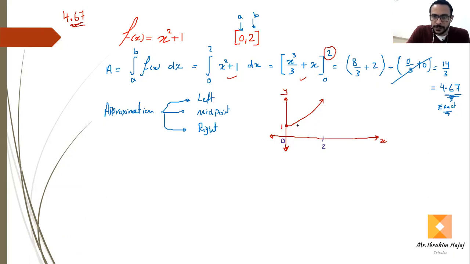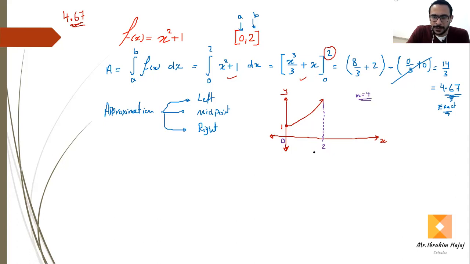So the idea here is to divide your distance from 0 to 2, or the area under this curve, into small rectangles. So we have many ways to divide the distance from 0 to 2 into small sub-intervals. So let's agree that I'm gonna divide my intervals.